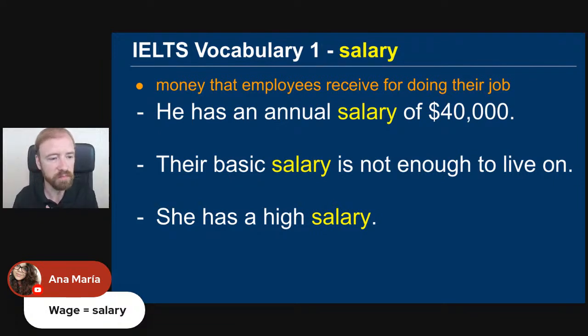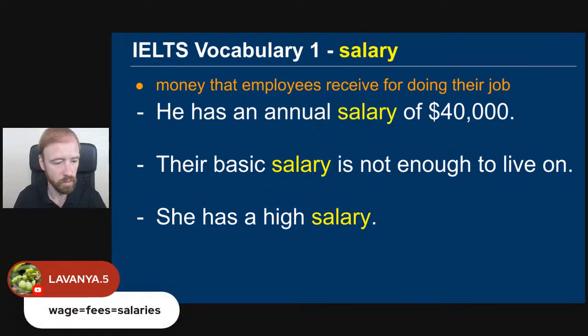Salary is for the professional people. You have a career, you have a job, you go to the company, and every month they will give you your salary. No, wage, fees, salaries, these do not all mean the same. A fee is for a service. So if I'm a barber or hairstylist, I might charge a certain fee for my service. But these are certainly in the same family.